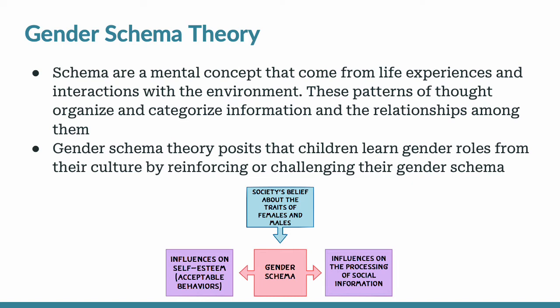If we look at the model at the bottom, we can see that gender schema are in the pink box in the middle. Coming into that box is society's beliefs about the traits of females and males. Then the outcomes of gender schema are influences on self-esteem, i.e. learning what acceptable behaviors are, and influences on the processing of social information.